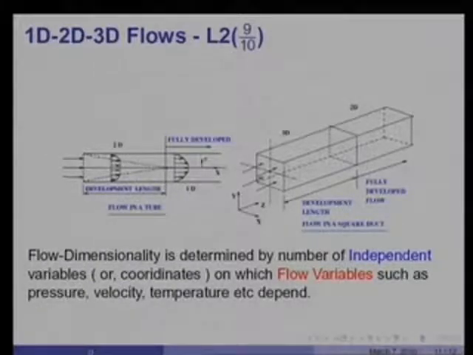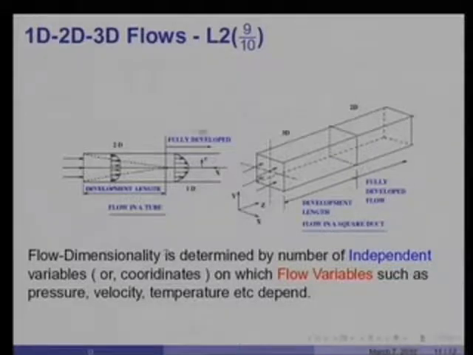Finally, the dimensionality of the flow. This is very, very important. The dimensionality of a flow is concerned with the number of independent variables associated with the flow. That means the number of independent variables with which fluid properties such as pressure, velocity and temperature vary. So in effect, the maximum dimensionality of a flow can be 3: x, y and z. So you can only have a maximum of 3-dimensional flows.